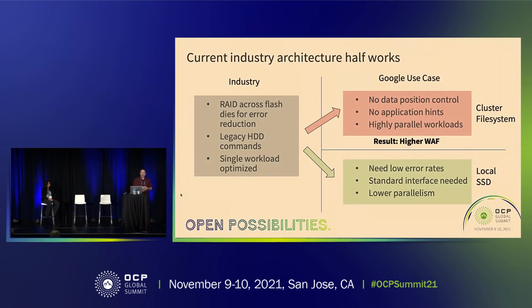On top of that, we have a cluster file system use case, and in this use case, it's not as great a fit. We need data positioning control, which RAID precludes to a large extent. The legacy command interface precludes hints, and deeper integration with the workload for GC optimization. And the workloads tend to be highly parallel. We tend to have all the workloads running in a cluster, hitting the drives in that cluster in parallel.